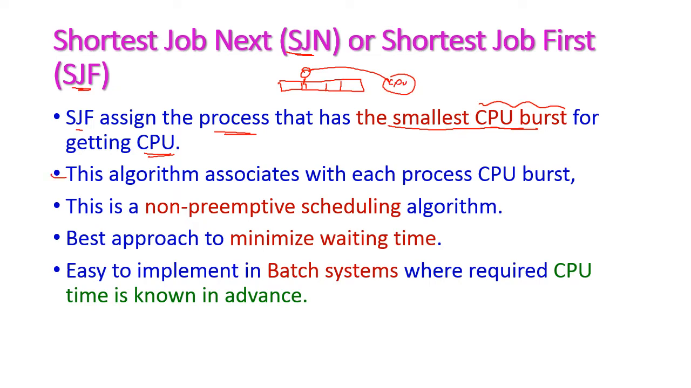This algorithm associates a CPU burst with each process, and it is a non-preemptive scheduling algorithm and the best approach for minimizing the waiting time of the CPU. It is easy to implement in batch systems where the required CPU time is known in advance. This is important.